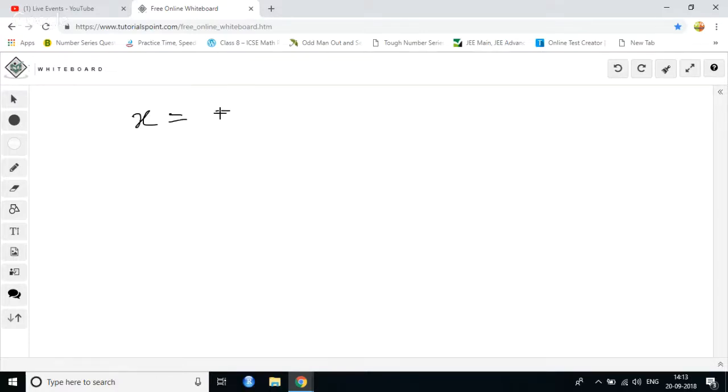So let me write a big number. Suppose x is 73265, and I keep the bar on only 265. I don't keep the bar on any other digit.